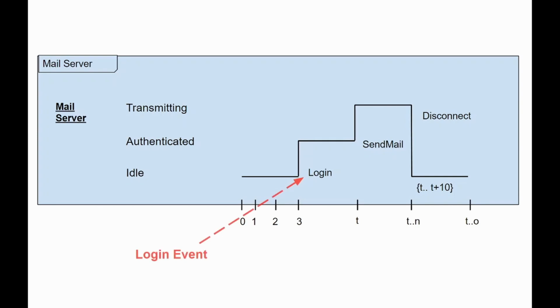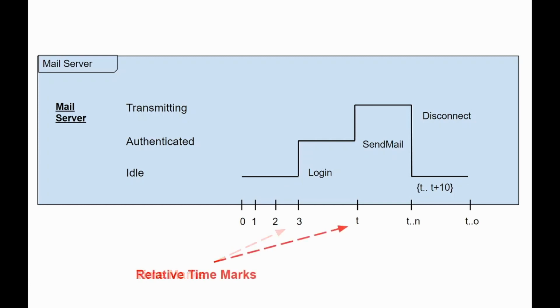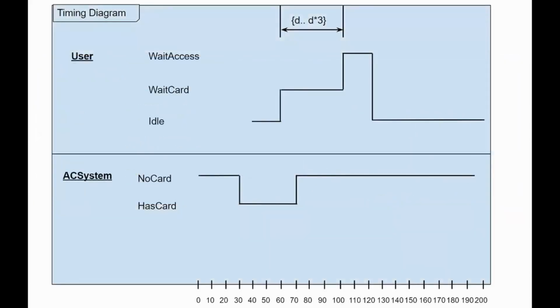In this diagram, the login event is received after 3 units of time from the start of the sequence. To show relative times, we can mark a specific instance in time using a variable name. This diagram marks the time when sendMail event was received using the letter T. We can use relative timestamps in constraints to indicate that a message must be received within a certain amount of time. State and value lifelines can be stacked together in any combination.